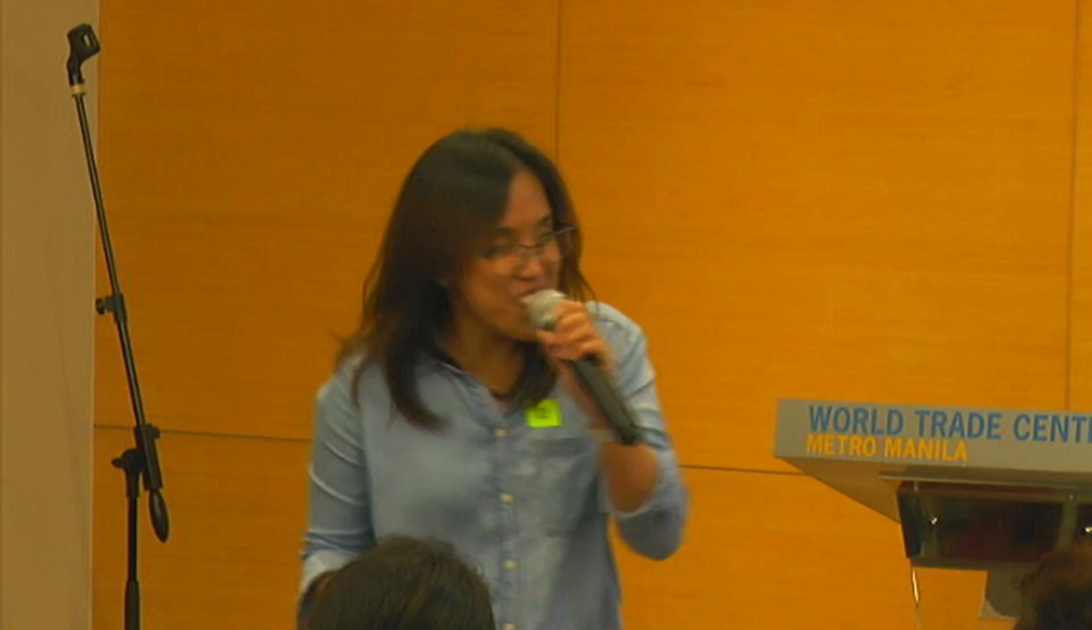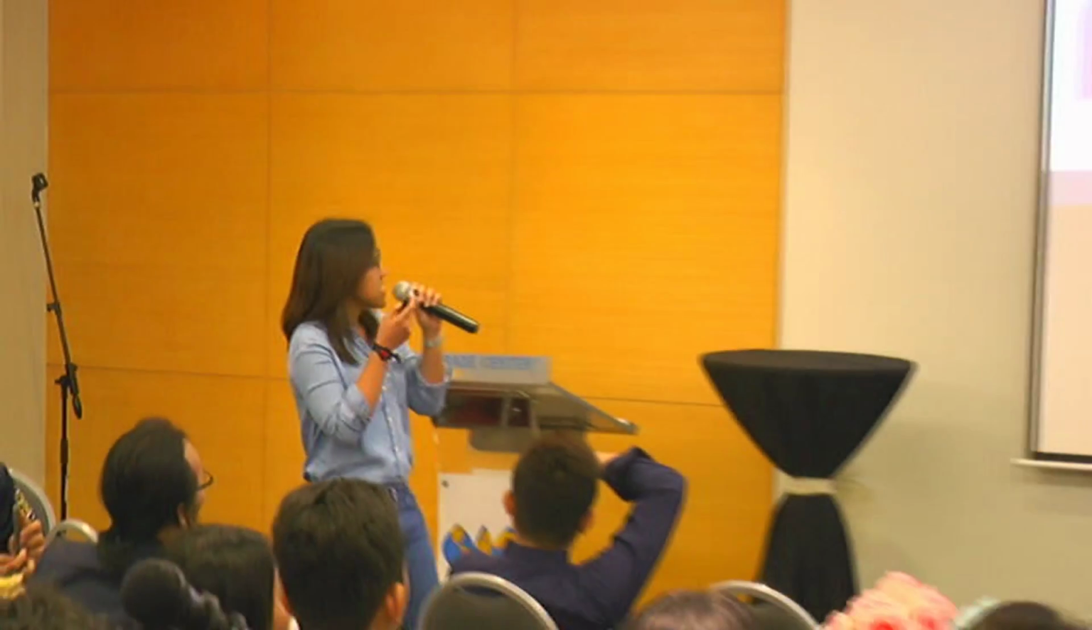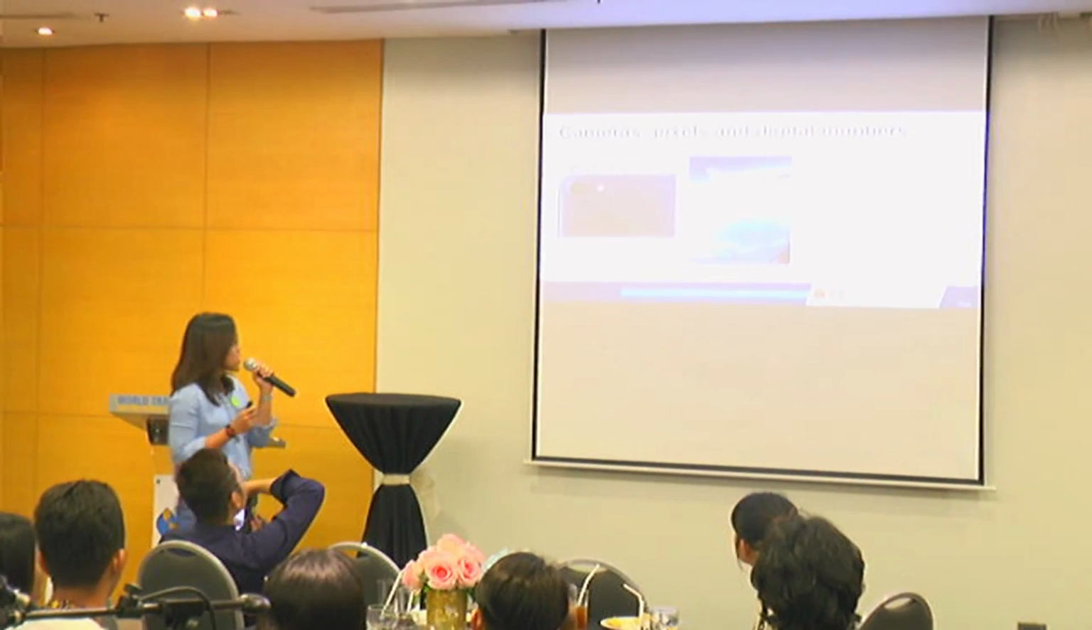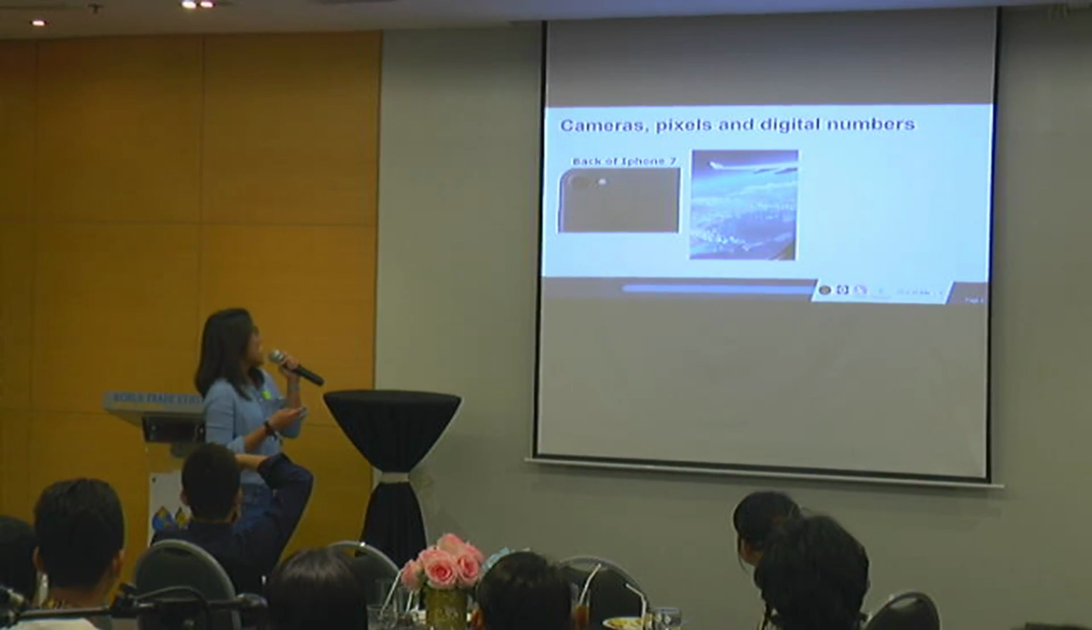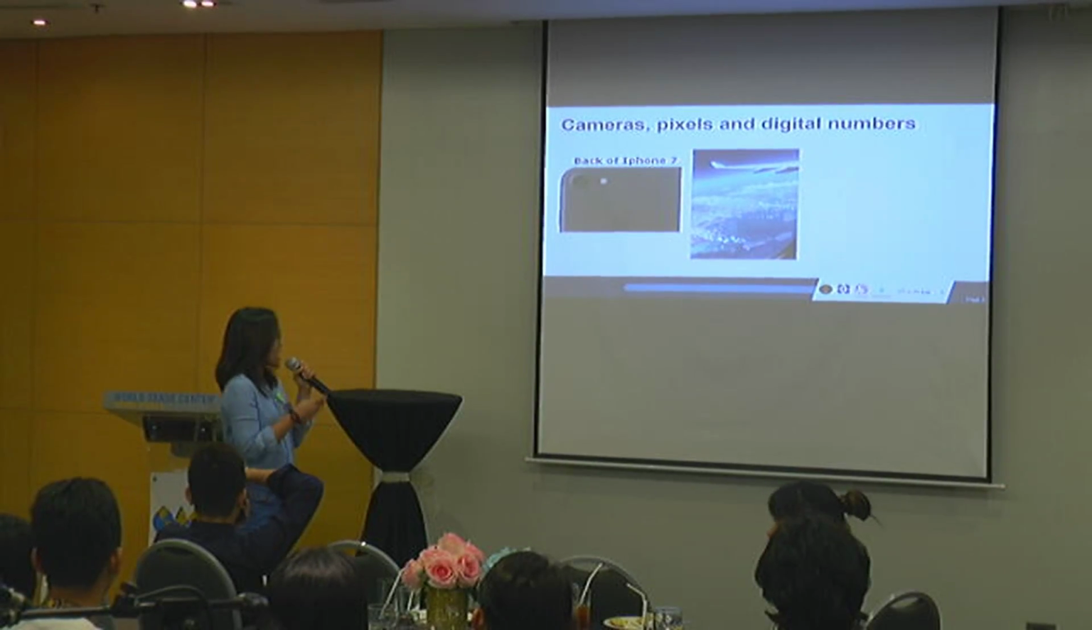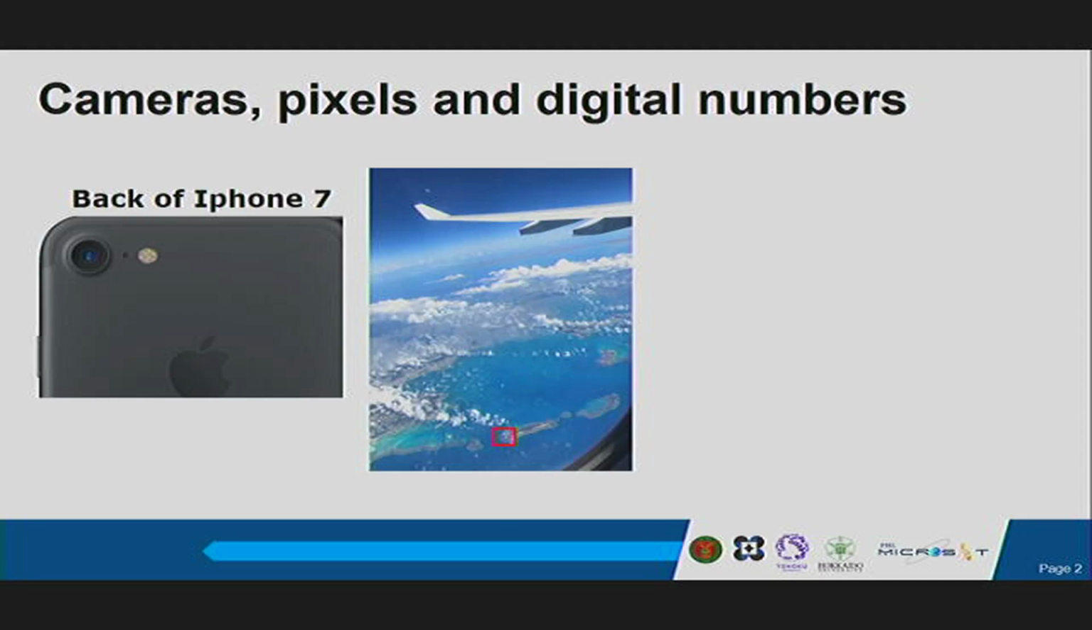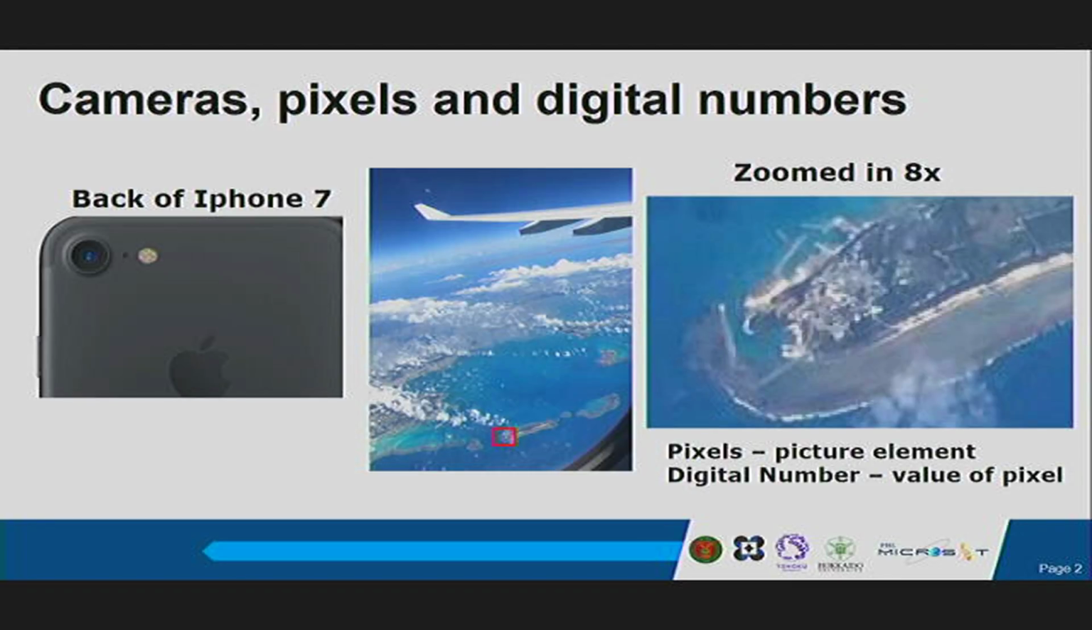So my phone is an iPhone 7. So, ito yung back ng iPhone 7 ko. You can see there's a camera here. And using that camera, I took a picture, this is a picture that I took last week. So, so sunny. And I want you to look at this area here. So when I zoom in that area, 8 times zoom in, what we see is this, I think this is an island. I don't know, I think it's an island south of Japan.